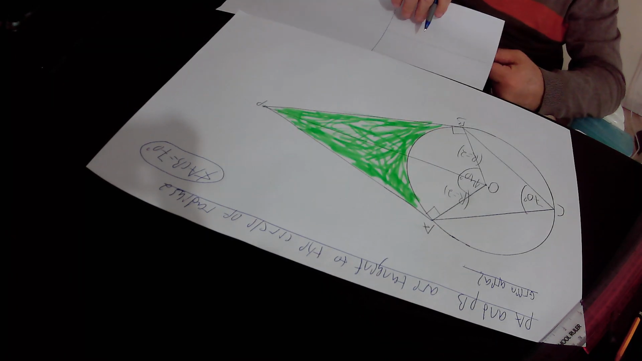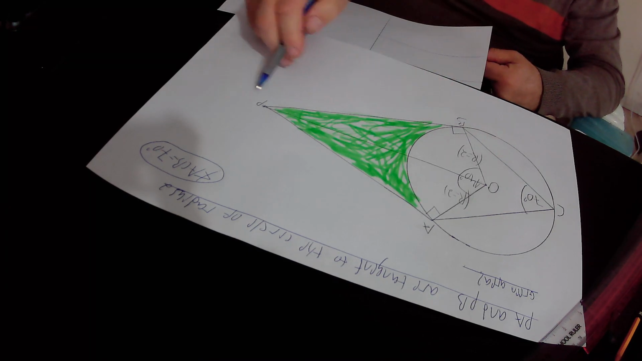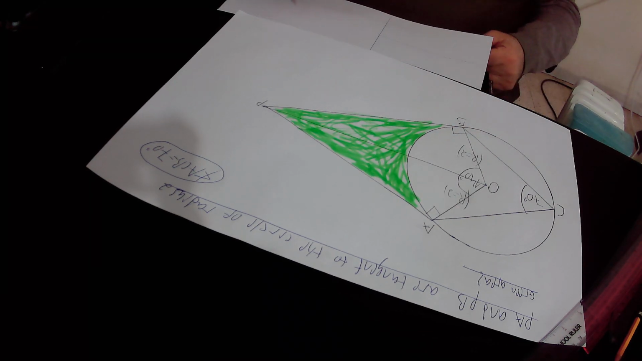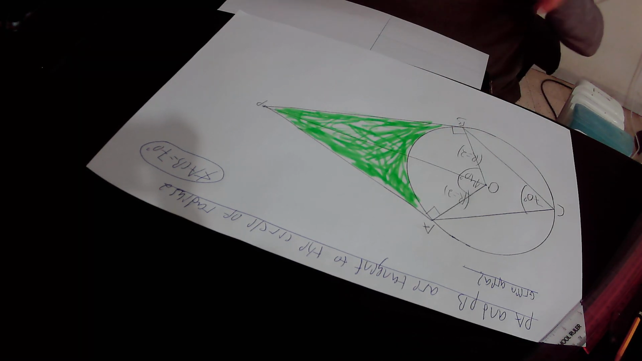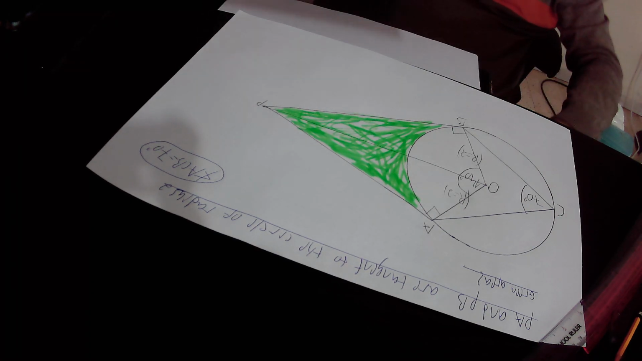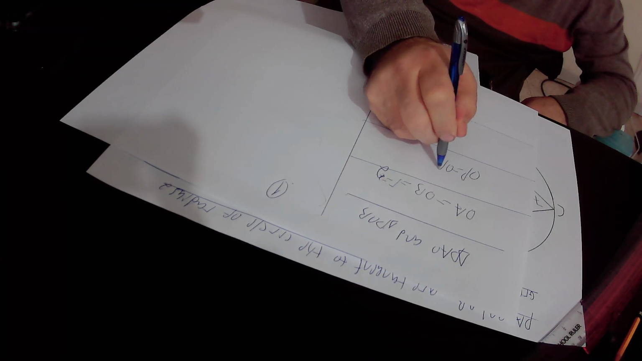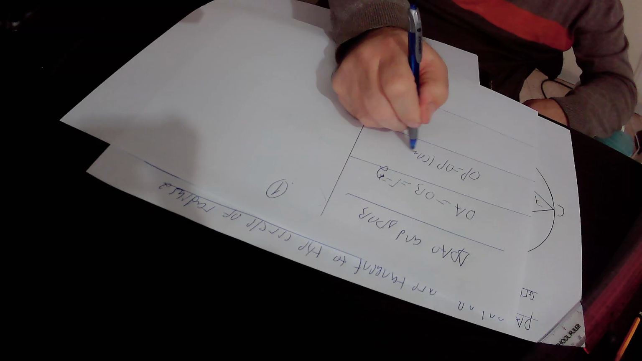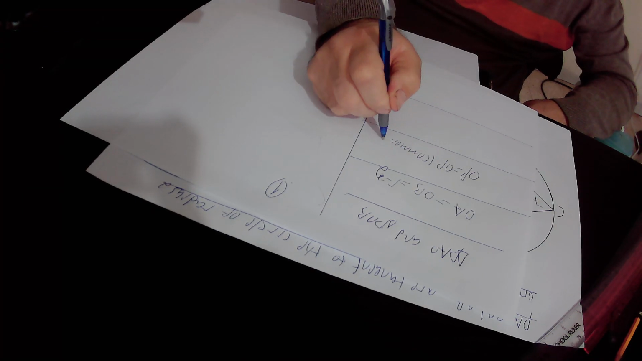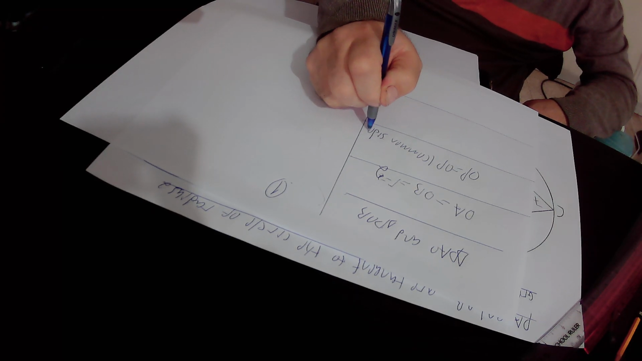In addition, the side OP is a common side that belongs to both triangles, so we can write down that OP equals itself. Side OP is a common side that belongs to both triangles. So OP equals OP is a common side that belongs to both triangles.